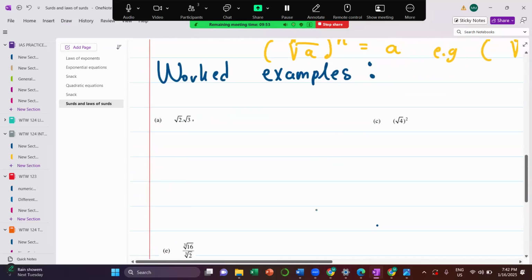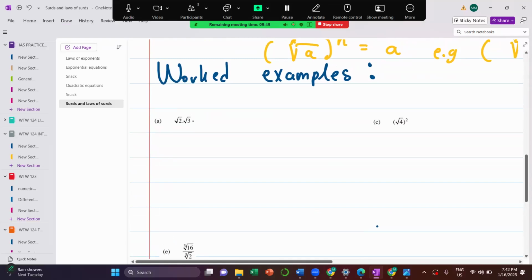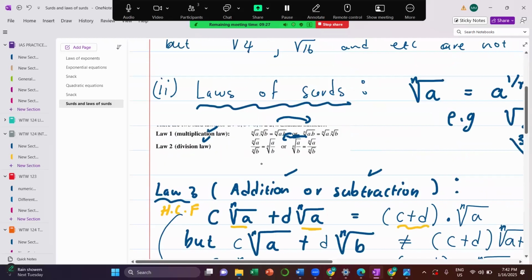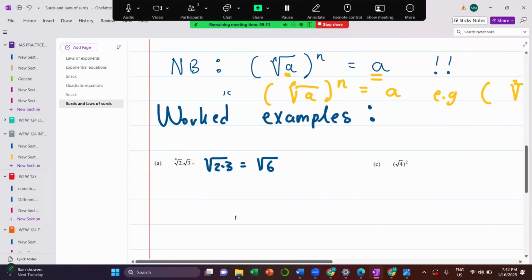Check. I have the same nth root of two different numbers, and there's a law of multiplication. It says if I have the nth root of two different numbers, I can just keep the nth root and then multiply the two numbers. So it's going to be 2 times 3, which is just going to be the square root of 6. Is that okay? From that multiplication law, I have the square root of 2 times the square root of 3. It's actually going to give me the square root of 6. Are you okay?